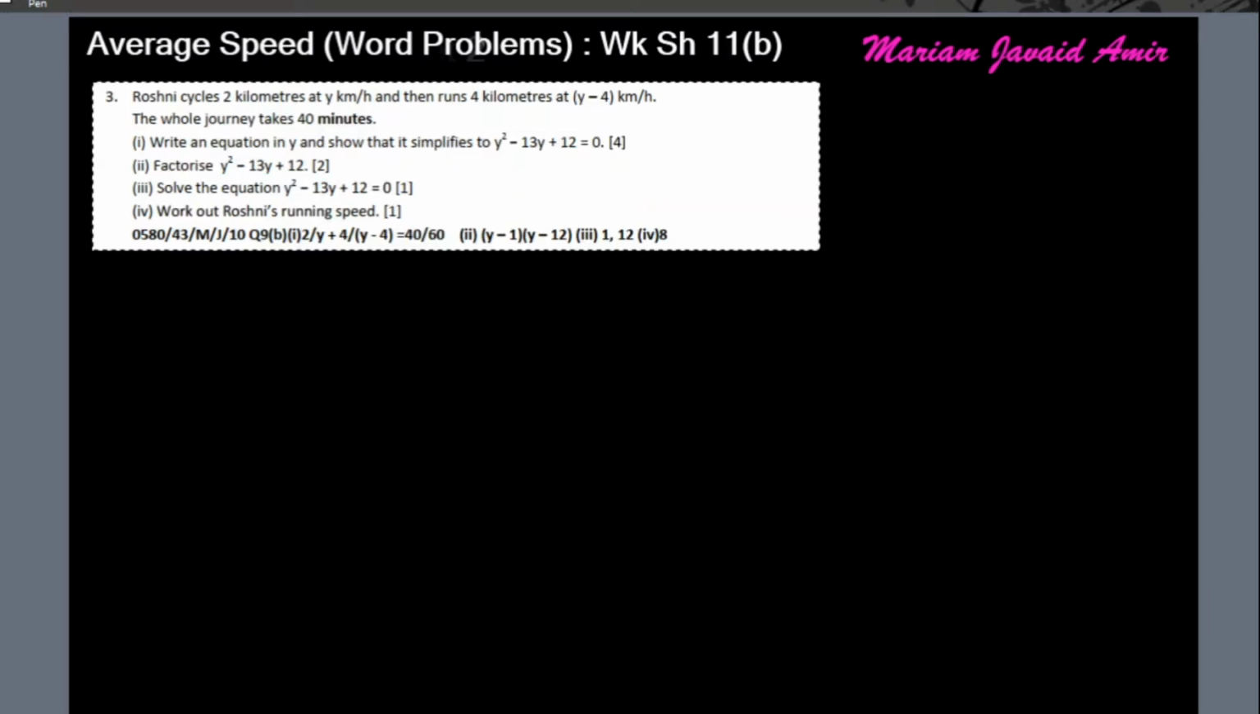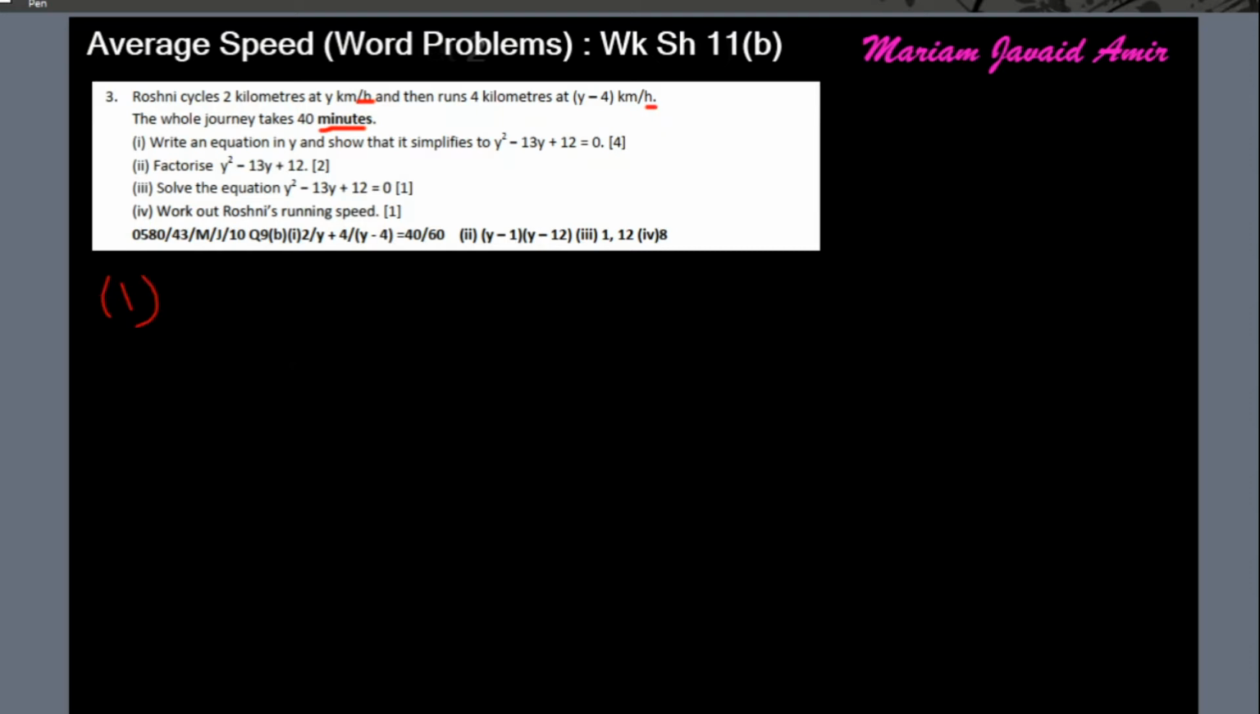Question number 3. Roshni cycles 2 kilometers at y kilometers per hour and then runs 4 kilometers at y minus 4 kilometers per hour. The whole journey takes 40 minutes. These minutes are given in bold because there is a unit conflict in this question: the speed is in kilometers per hour whereas the time is in minutes. So wherever we use 40 in the equations, we'll use 40 over 60 instead to change minutes into hours.